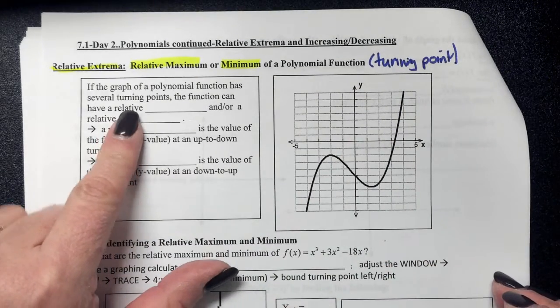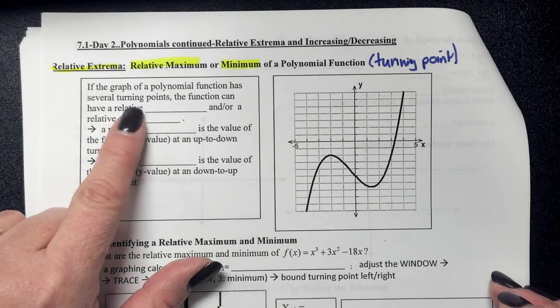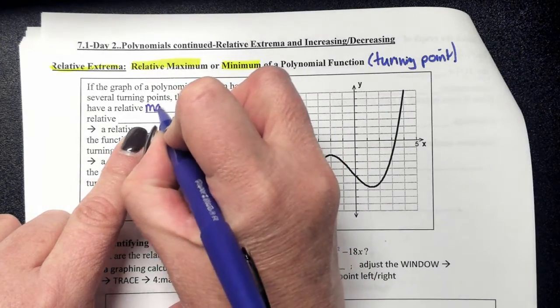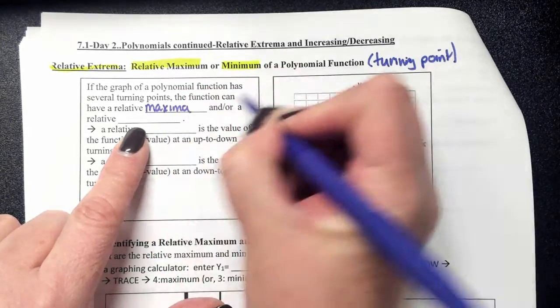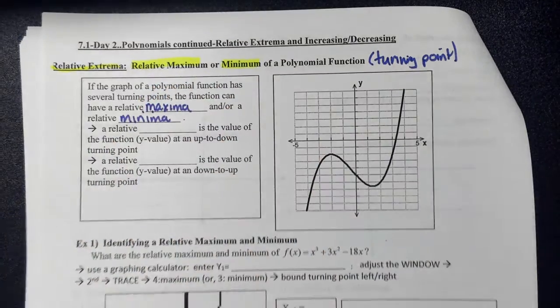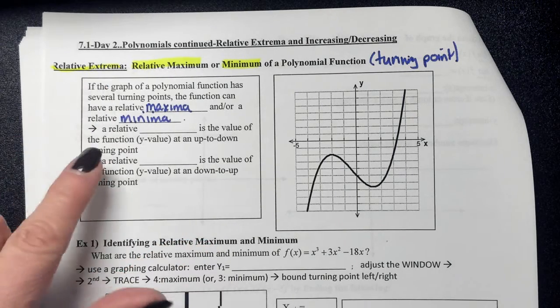You can have more than one relative maximum or relative minimum. So if you have several turning points, the function can have relative maxima and/or relative minima. Like I said, the blanket name we use for both of those is the relative extrema.